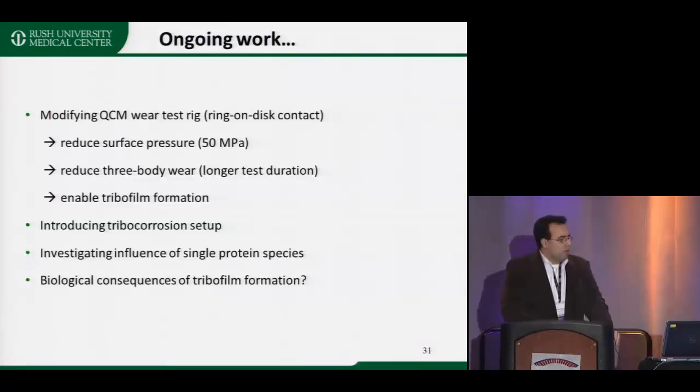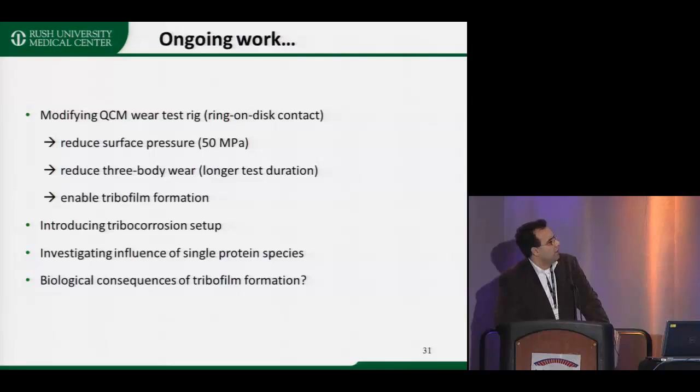In our ongoing work, we are modifying our test rig. We want to introduce a ring-on-disc contact that has several advantages. It will reduce our surface pressure, which is important. We are at about tenfold of this right now. Then we hopefully, by doing this, will also reduce fatigue of the crystal and reduce three-body wear. And we expect that this will also help to generate a film, since you have these conforming conditions.